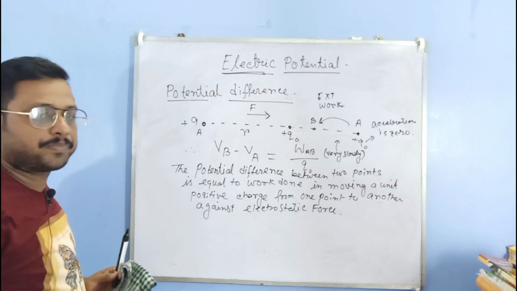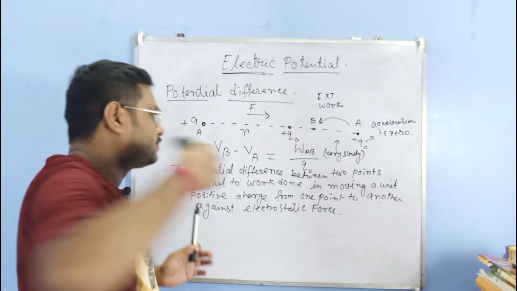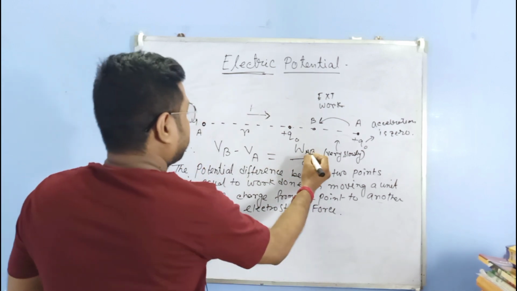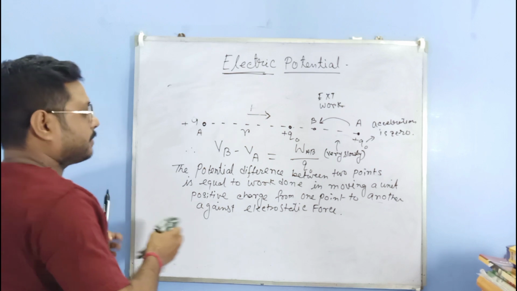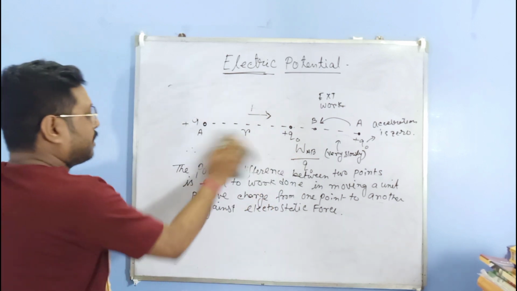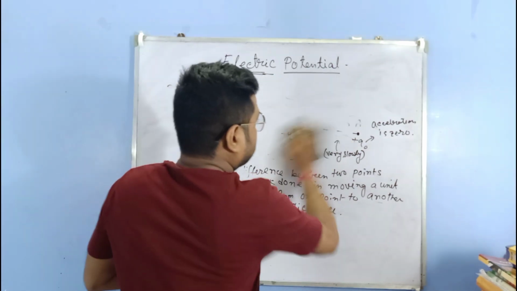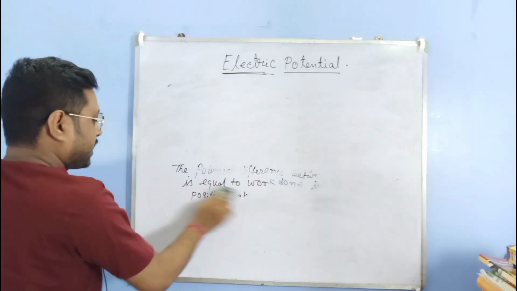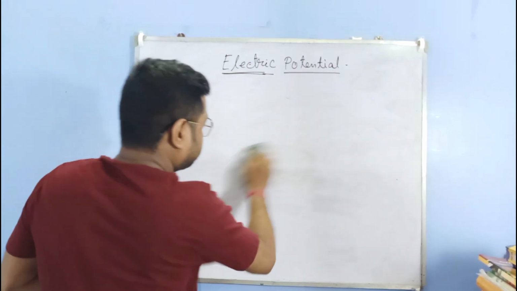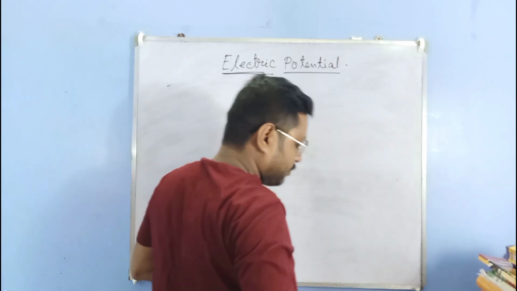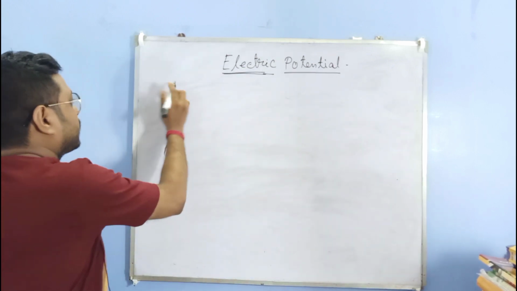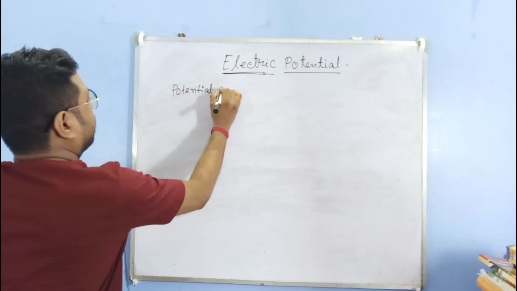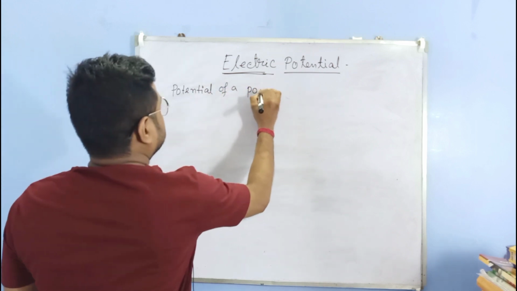So we now learn about the unit of potential difference. From this you can write that it is joule per coulomb or newton meter per coulomb. Now we go with the potential of a point. How can we get the potential of a point? Potential of a point charge.